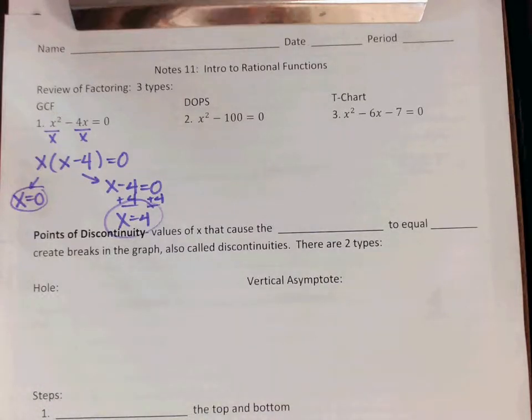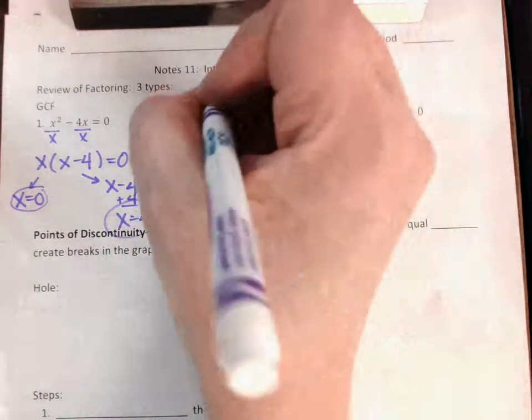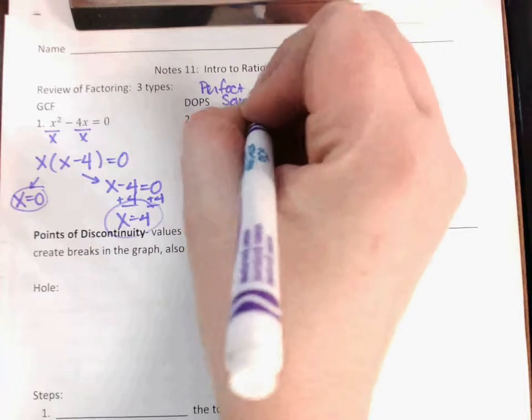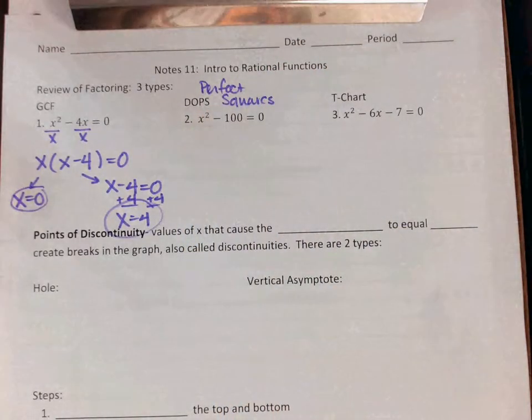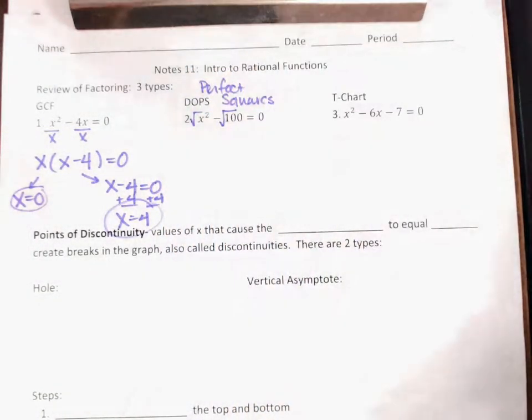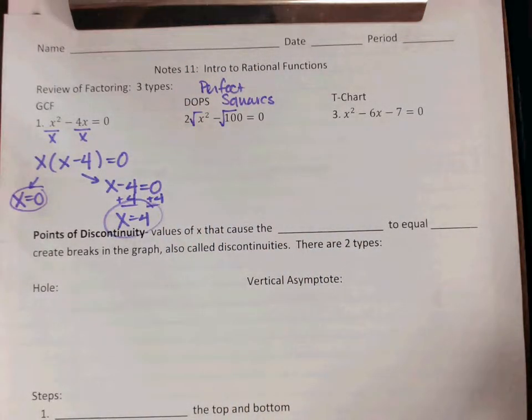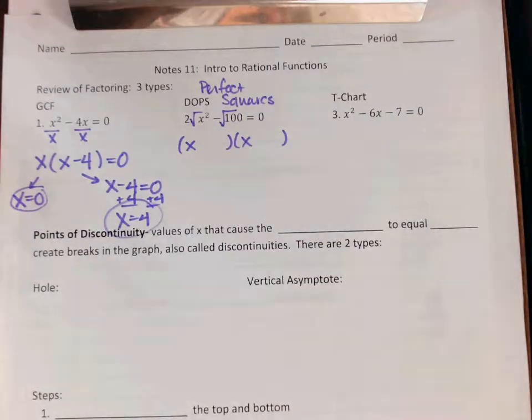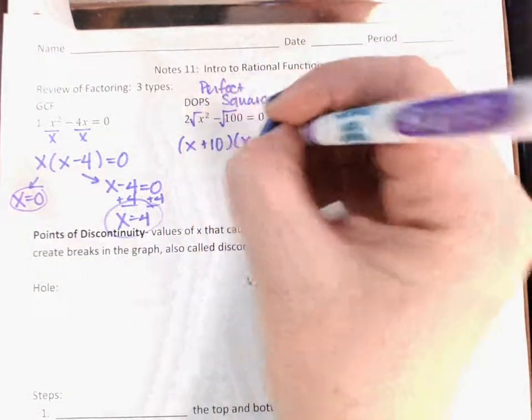Okay, look at the next one. This one you might not remember. This is called a difference of perfect squares. And this one is a shortcut. So what you do is you square root both of your terms. What's the square root of x squared if I broke it up? X and x. So x and x, and then what's the square root of 100? Plus or minus 10. So I put a plus 10 in one, I put a minus 10 in the other.